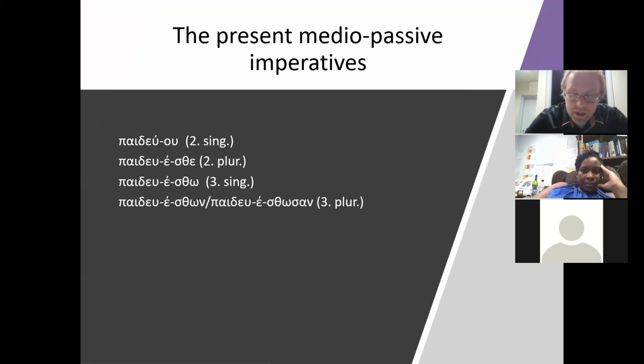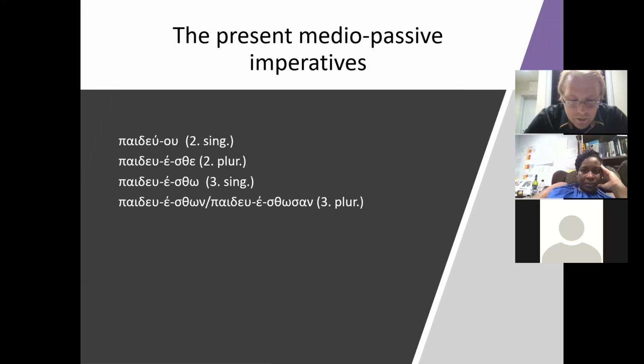Okay, since we got started with imperatives, we might as well have a look at the present medio-passive ones. They occur in the same persons and numbers in the medio-passive as in the active imperatives. In the second person singular, we have here paideu, and then we have paideu este in the second person plural. And this form is again, by the way, identical with the corresponding second person plural indicative form, which is also paideu este.